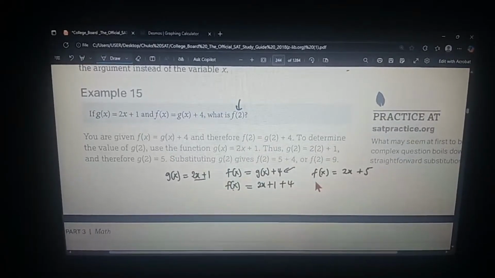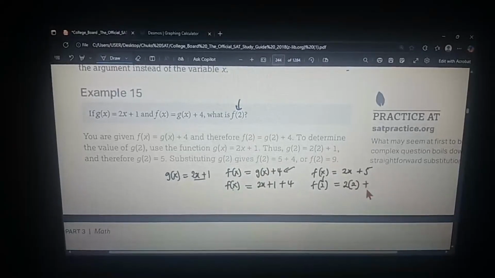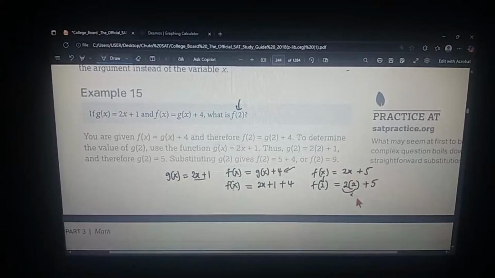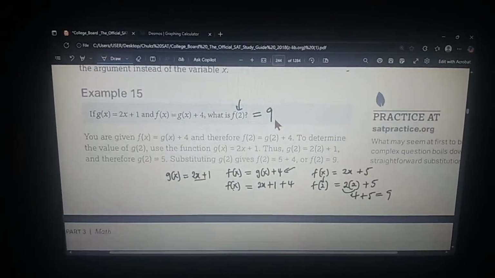Right about now, we can find f of 2. So f of 2 simply implies replacing x with 2. Wherever I see x in the expression, I will just replace it with 2. So 2 times 2 is 4, and 4 plus 5 would give us 9. So the answer to this question would be 9.